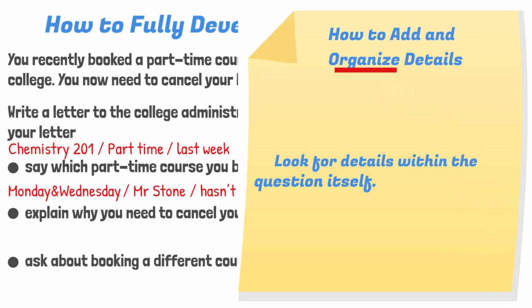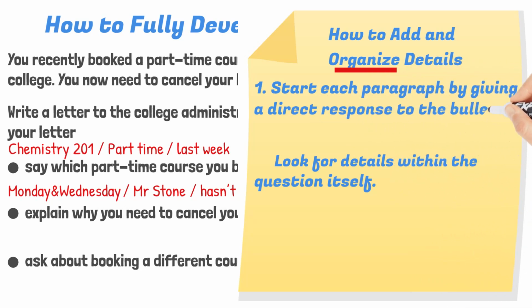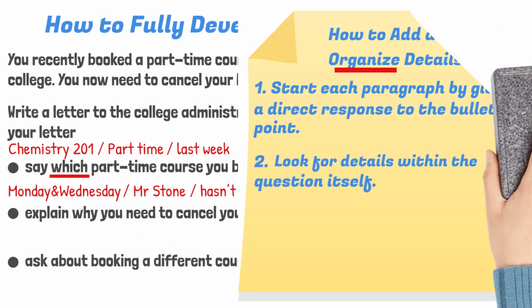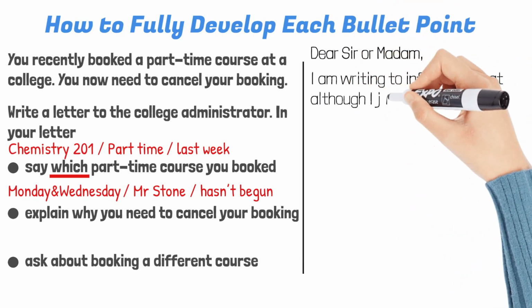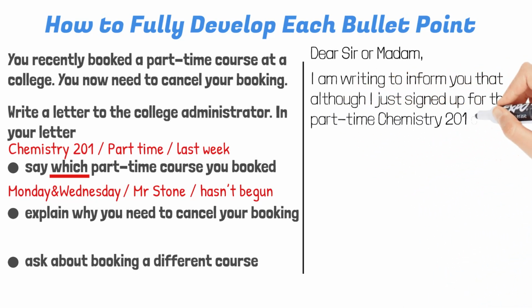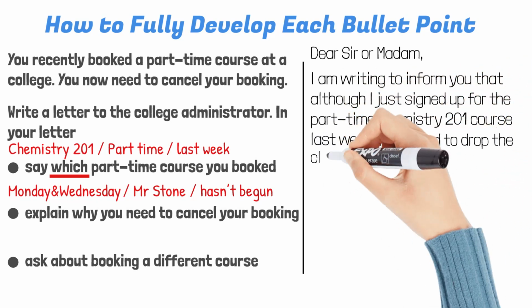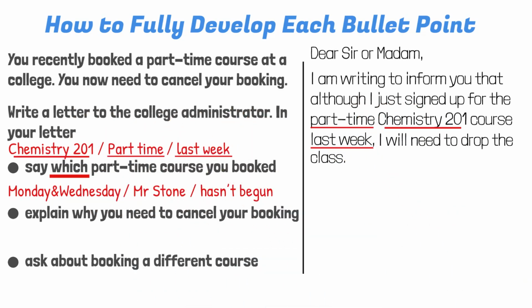Now, how can we organize these details into a paragraph? I would always start my paragraph by giving a direct response to the corresponding bullet point. So, the first bullet point asks us to say which part-time course we booked. I will first give a direct answer to it by saying that the course is Chemistry 201. Dear Sir or Madam, I'm writing to inform you that although I just signed up for the part-time Chemistry 201 course last week, I will need to drop the class. Note how this sentence directly gives a response to the bullet point.